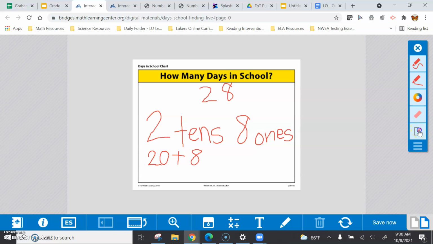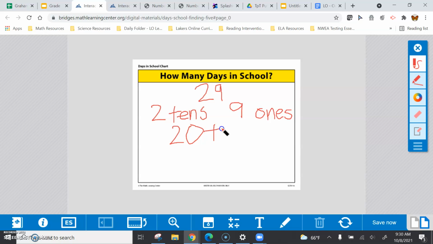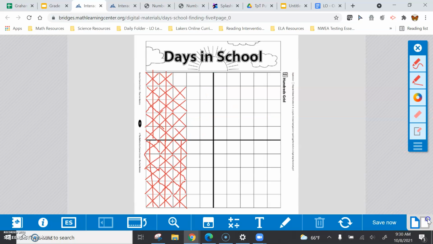Amazing. So here we go. We can put our number 29. We can put that we have 2 groups of 10, so 2 tens and 9 ones. And we can make a math equation that says 20 plus 9 equals 29. Fantastic. Fantastic, dears. Great job.